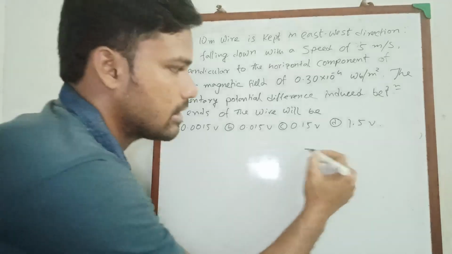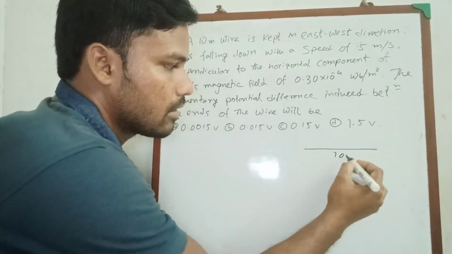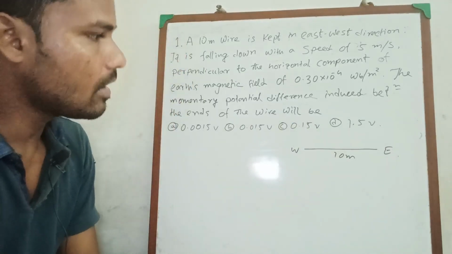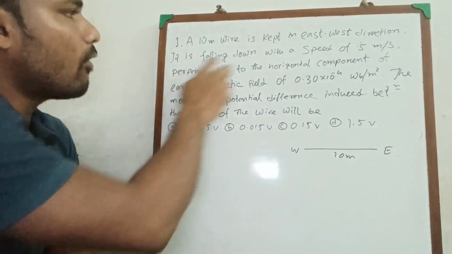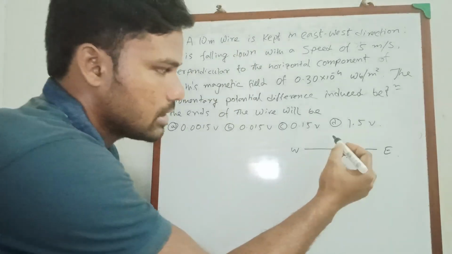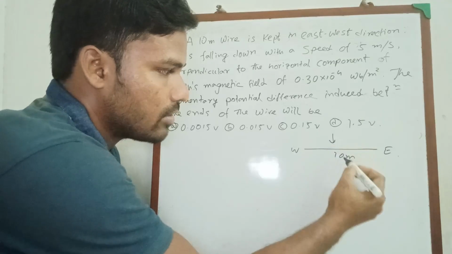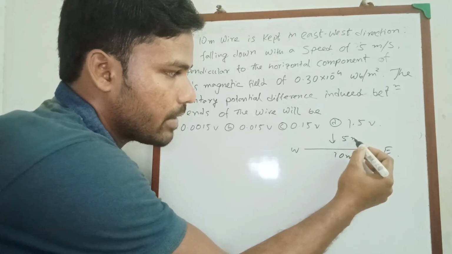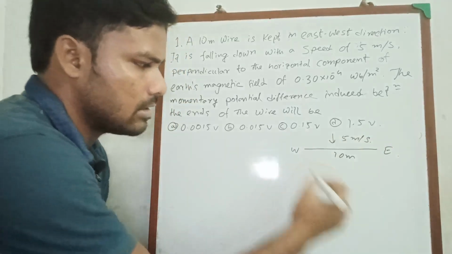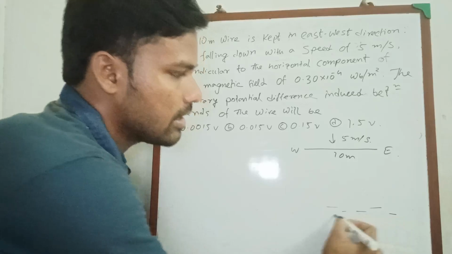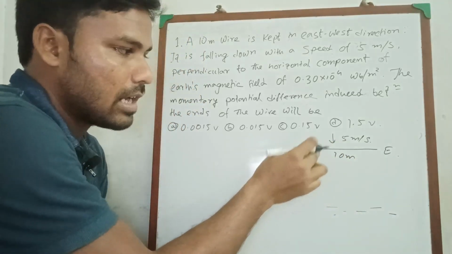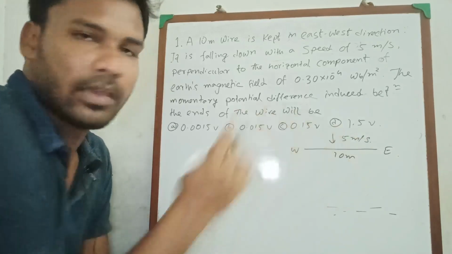So this is a 10-meter wire, this is west and this is east direction. Now it is falling down with a speed of 5 meter per second. Suppose this is the downward direction, and suppose this is the ground here, and this is some distance. At this point, the speed of the wire is 5 meter per second.